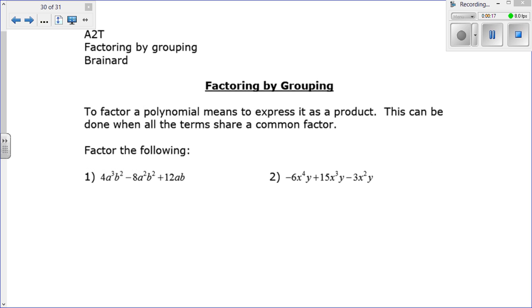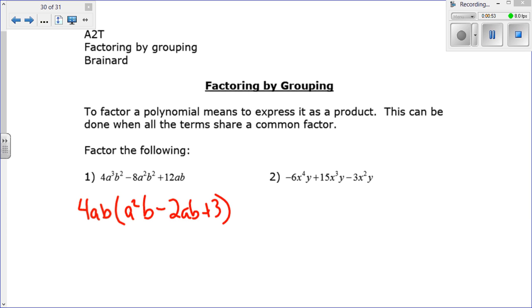To factor a polynomial means to express it as a product, and this can be done when all the terms share a common factor. So for number 1, we are just looking for a GCF. In 4a cubed b squared minus 8a squared b squared plus 12ab, my GCF is 4ab. Once I factor that out, I will have a squared b minus 2ab plus 3.